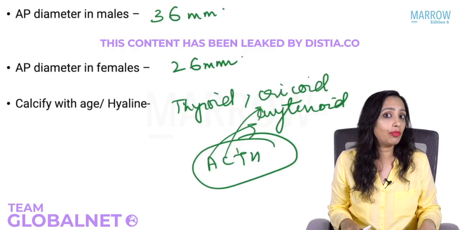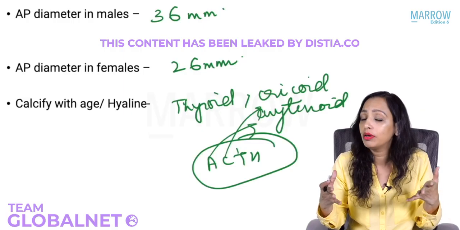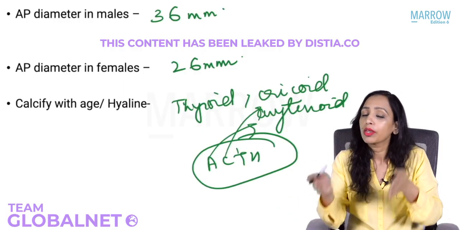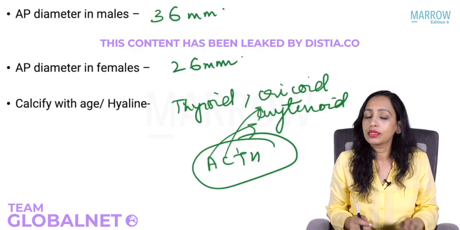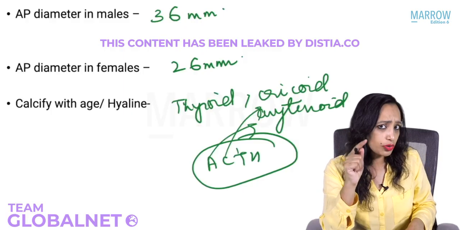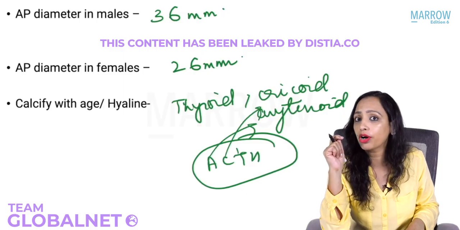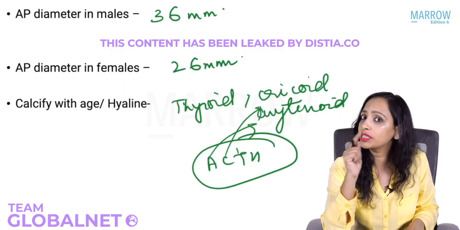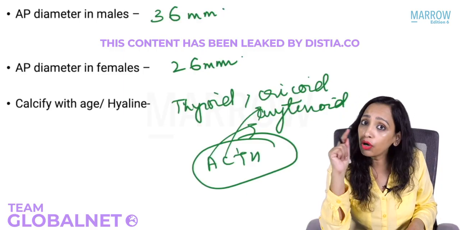Intrinsic membranes are named according to the shape. Which are the two membranes named according to the shape? Quadrangular and conus elasticus. The lower border of quadrangular membrane forms the false vocal cord. The true vocal cord is formed by the upper border of conus elasticus. Conus elasticus is also known as cricovocal membrane.